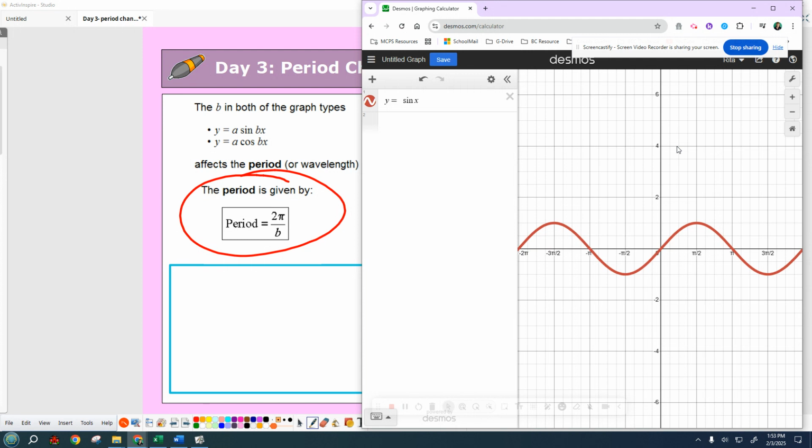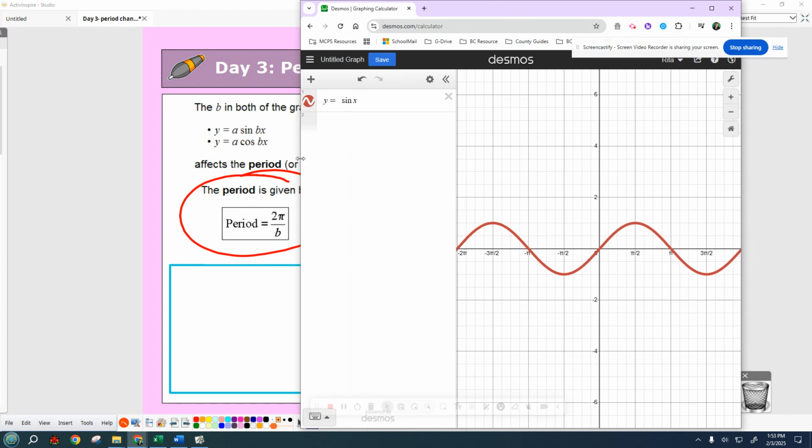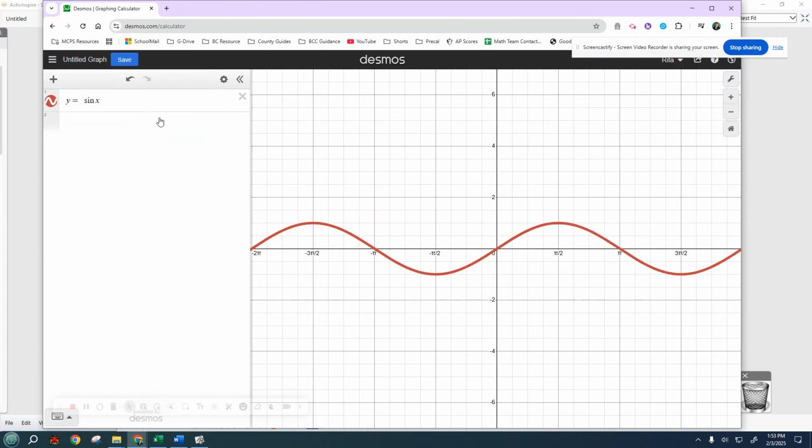Just take a number. 12. Okay, we'll go with that. Can I cover it up now? Okay. He said 12. So if I say y equals sine of 12x, I am going to see 12 wiggles, 12 complete waves in the amount of time that I saw just one.